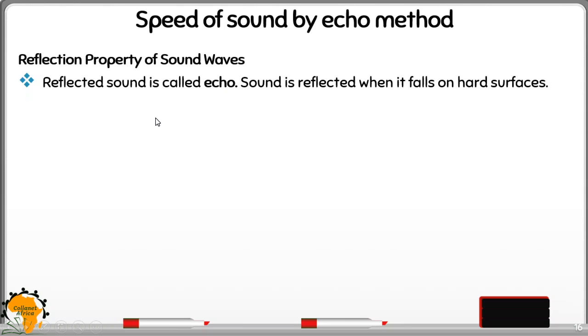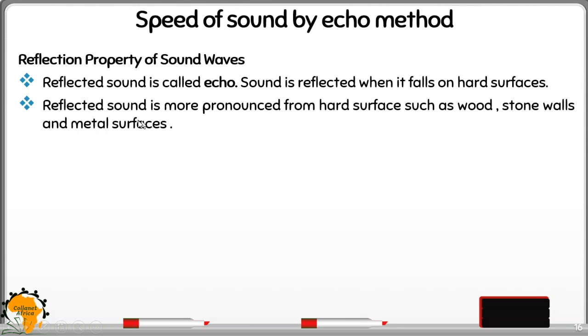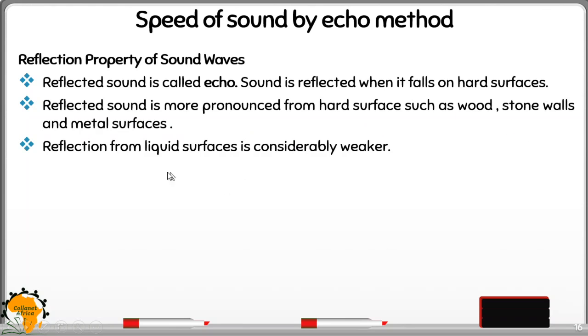So when you talk or when you clap and you are in an empty room, the walls, the ceilings and the floor will reflect your sound. And that reflected sound is called echo. Now, reflected sound is more pronounced when it hits a hard surface, like wood, stone, and metal surfaces. But when it comes to a liquid surface, the reflection is weaker.